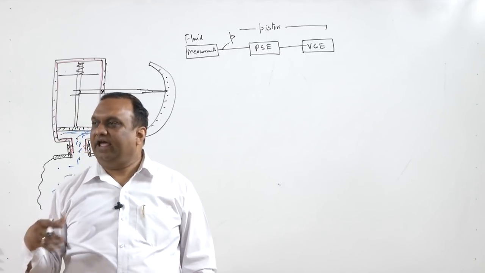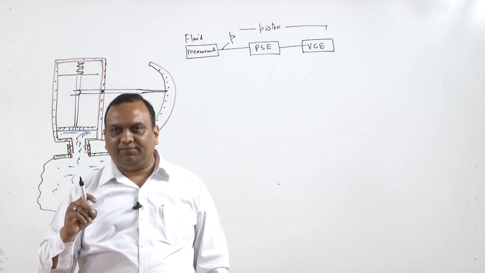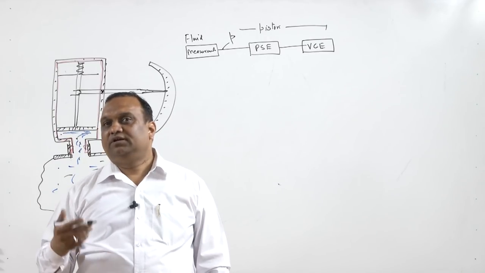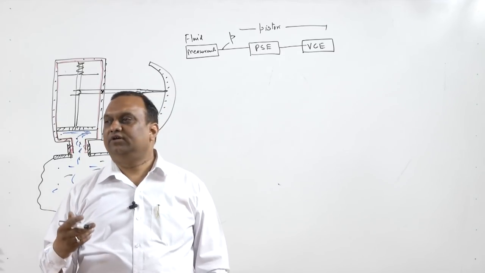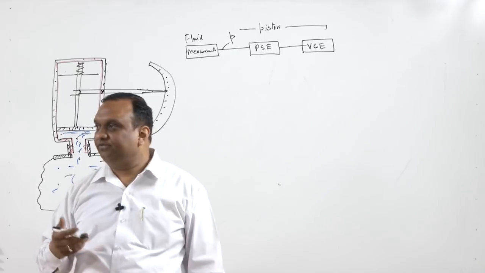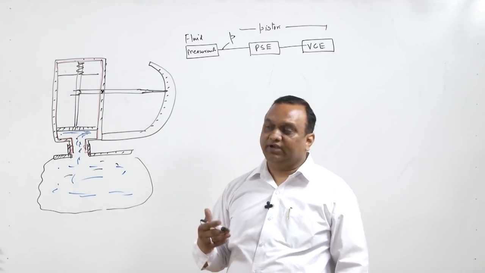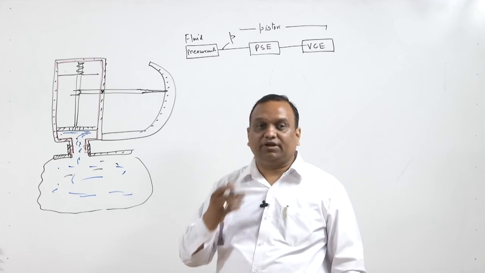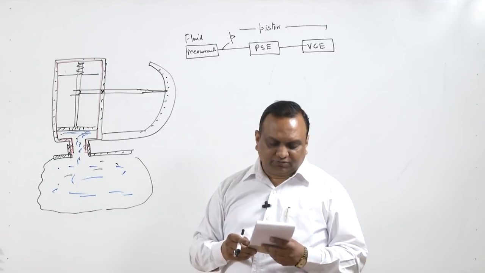A system should have one primary sensing element, but it can have a number of variable conversion elements. A system can have a number of variable manipulation elements. A system can have a number of data transmission elements, because it is possible that data may be required to be transmitted from one position to another position.